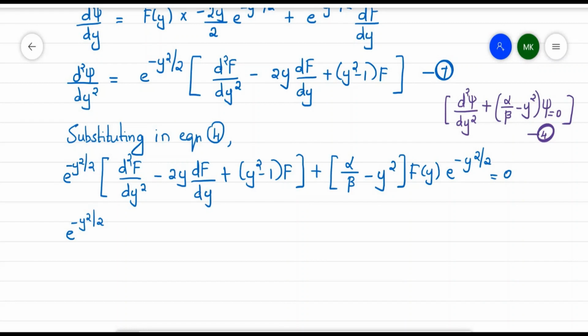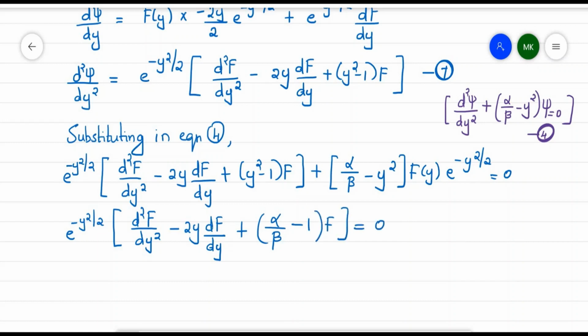In both terms e raised to minus y square by 2 is common. So taking e raised to minus y square by 2 outside, we can write e raised to minus y square by 2 d square f by dy square minus 2y df by dy plus y square minus 1 into f. Here alpha by beta minus y square into f. So in two terms f is common. So this can be written as alpha by beta minus 1. Y square and y square will get cancelled. So alpha by beta minus 1 into f equals 0.